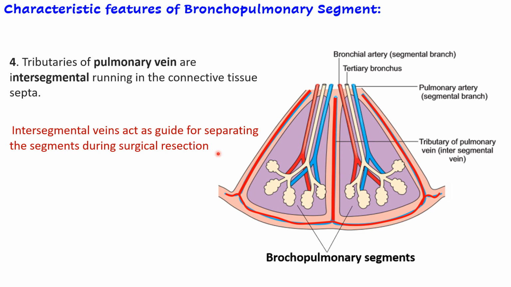And which structure acts as a guide for the surgeon for delimiting the bronchopulmonary segment? These are the intersegmental veins. These are tributaries of the pulmonary veins.